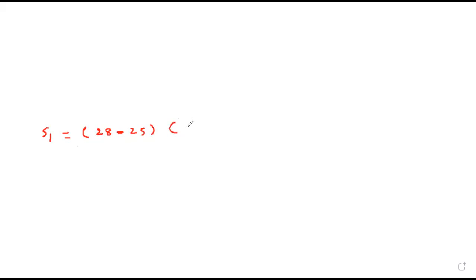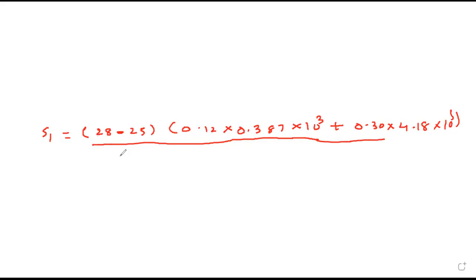Then mass of copper 0.12 into its specific heat 0.387 into 10 raised to 3, plus water 0.30 into 4.18 into 10 raised to 3, upon mass of that sphere 0.06 into its change in temperature, which will be 100 minus 28. So S1 equals to 3.